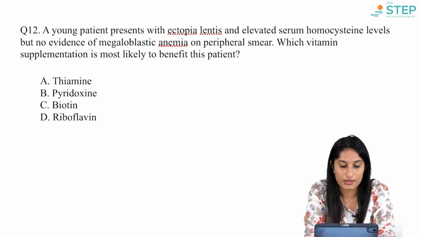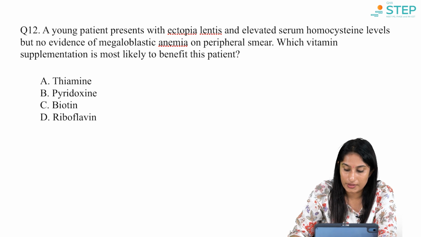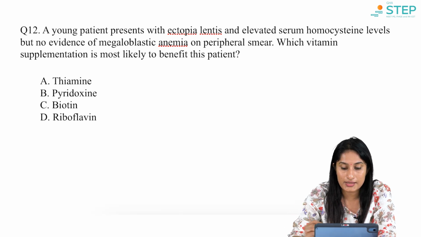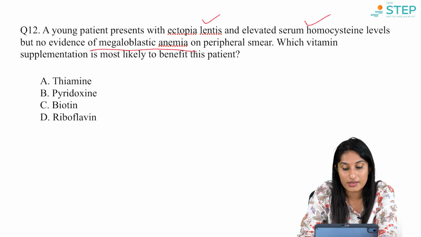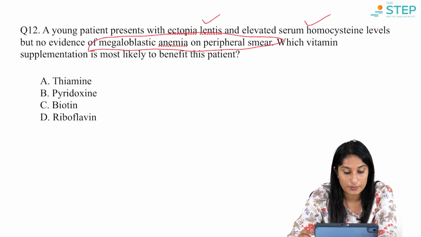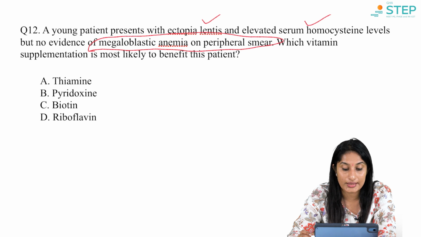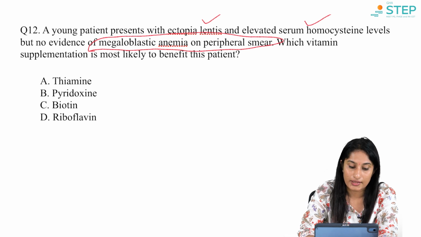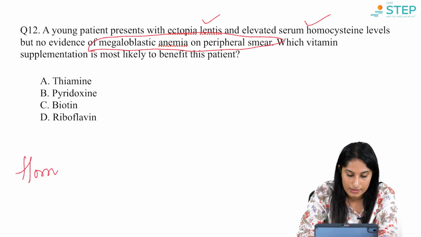What do we have here? A young patient presents with ectopia lentis. What is ectopia lentis? The lens has been displaced. Displaced lens, elevated serum homocysteine levels, but no evidence of megaloblastic anemia. Which vitamin supplementation is most likely to benefit this patient? Ectopia lentis, elevated serum homocysteine level. Can we name the condition? Yes, it is homocystinuria.